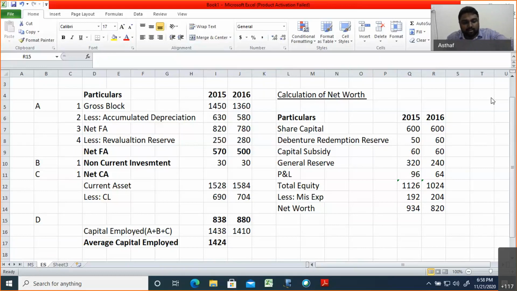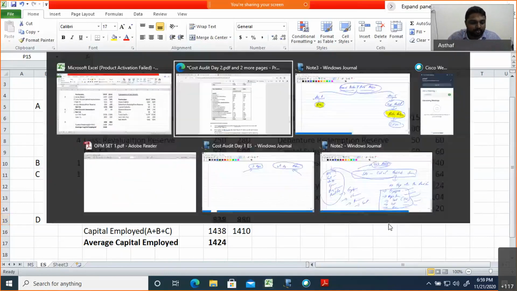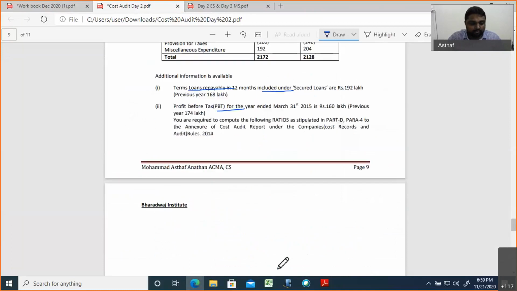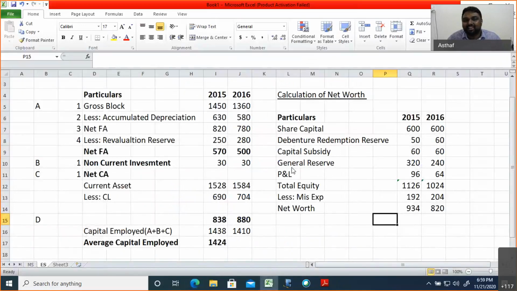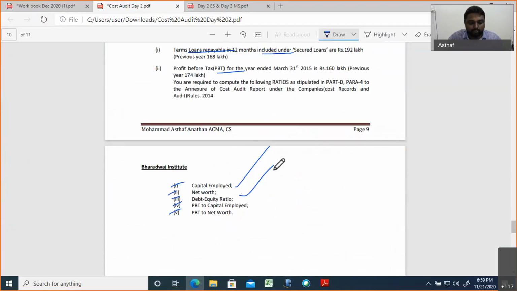Net worth is 934. So these type of questions are very relevant. In the rapid revision, we are not very focused on them, we are already doing them, but for time savings we are not doing all the sums. So now we will move on to the next part. We have done capital employed and net worth.